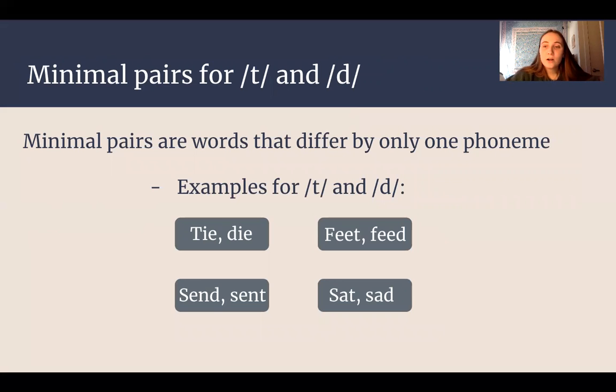Minimal pairs are words that differ by only one phoneme. And examples of minimal pairs for T and D are tie and die, send and sent, feet and feed, and sat and sad. And you can hear that the sat is aspirated and the sad is also aspirated, but the duh at the end of sad is voiced, in contrary to sat.